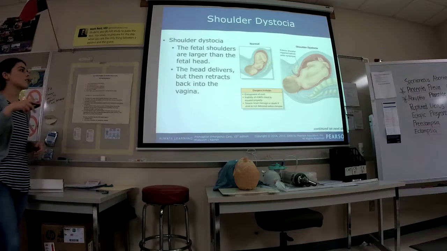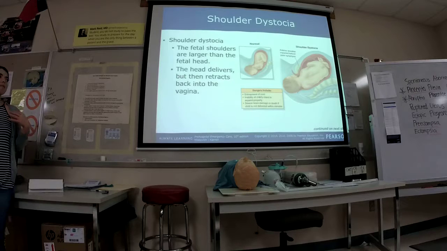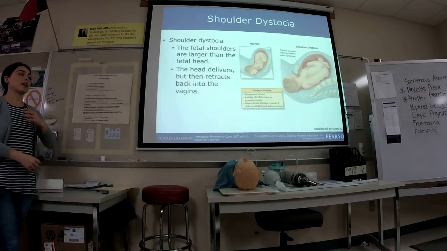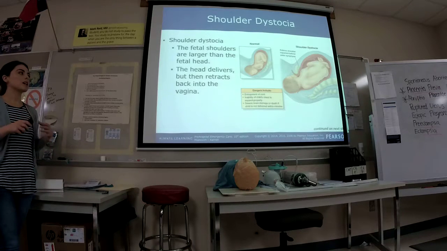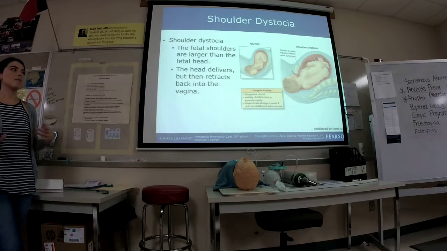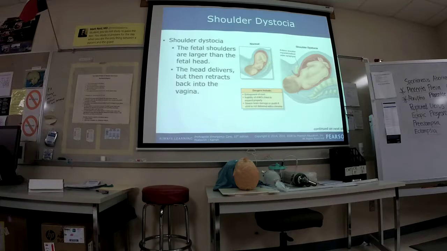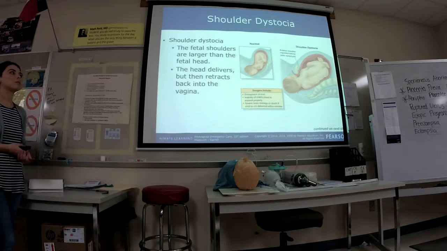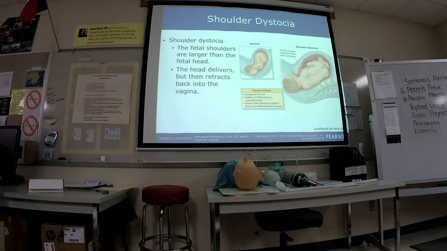Okay, shoulder dystocia. This is whenever the baby's shoulders are larger than the opening and they kind of get stuck. With this, they do a specific maneuver to help the baby out, and you're not responsible for knowing that, but just know that this can be a complication. There are different maneuvers that doctors usually use to get the baby out, but most of the time the baby ends up fine.